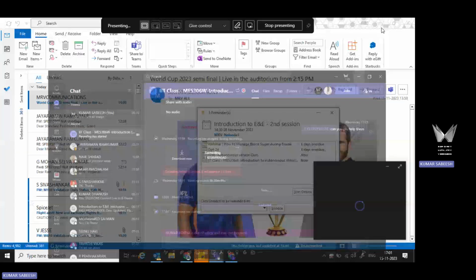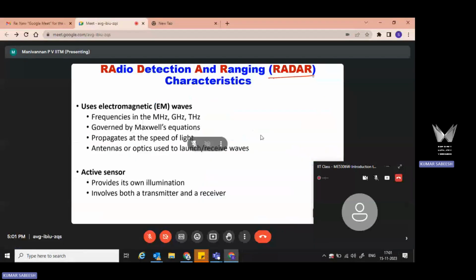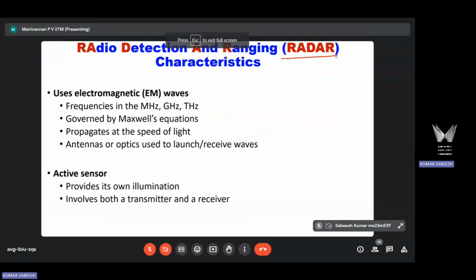Especially finding aircraft. In fact, radar was developed to locate aircraft during the Second World War. Radar is a short form of radio detection and ranging. That is the full form, and the short form is called radar. Why is it called radio detection?